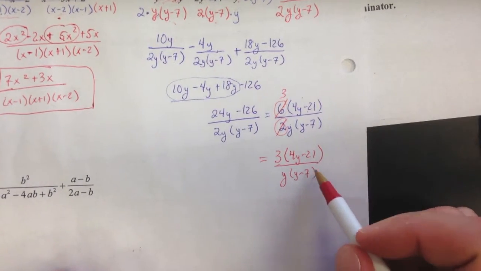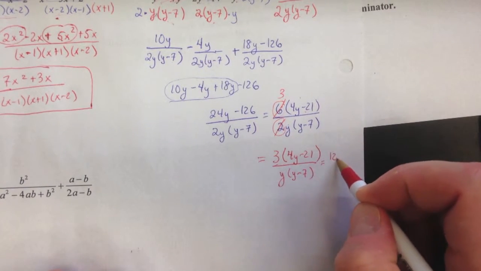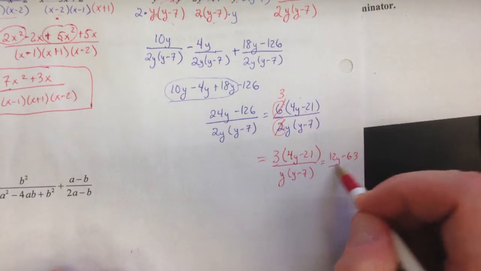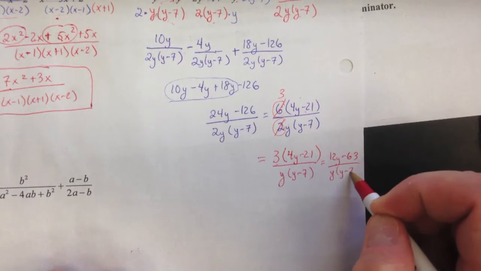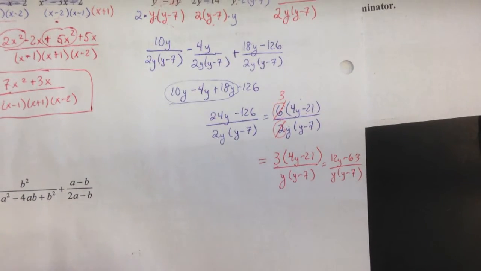That's a good answer. If you want to multiply that and say that's 12y minus 63 if you distribute, over y times y minus 7, it's also good, and that is the end.